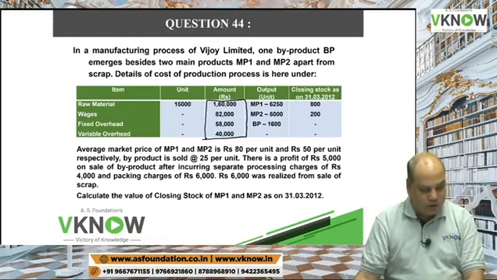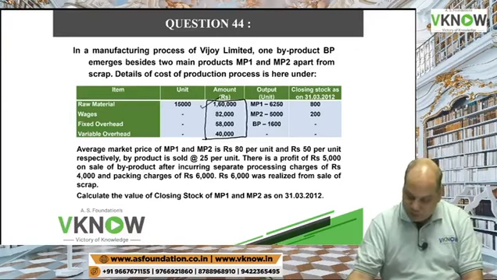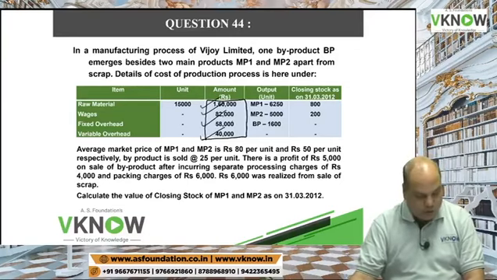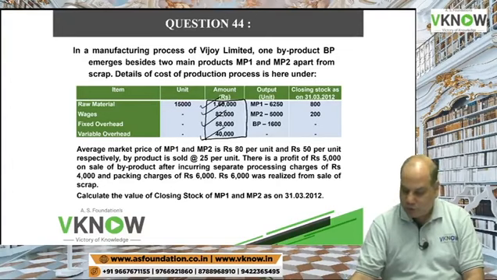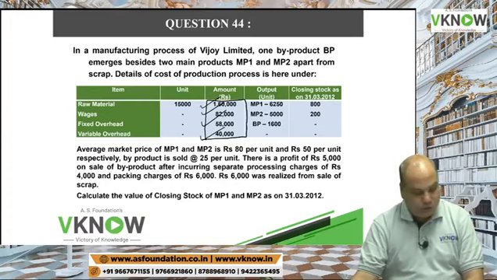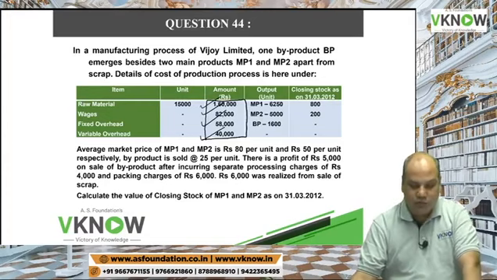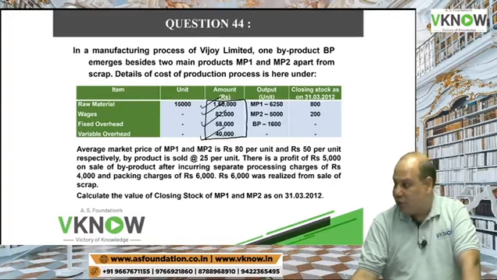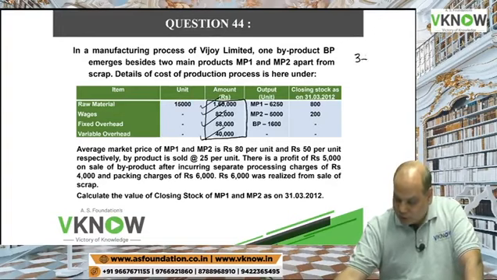So the total cost of these four items, according to the student, is how much? 160 plus 82 plus 58 plus 40. What is the total cost? Come on, if you don't reply, how will I teach? Total cost of raw material, wages, fixed and variable overhead. So now finally you replied: 3,40,000.